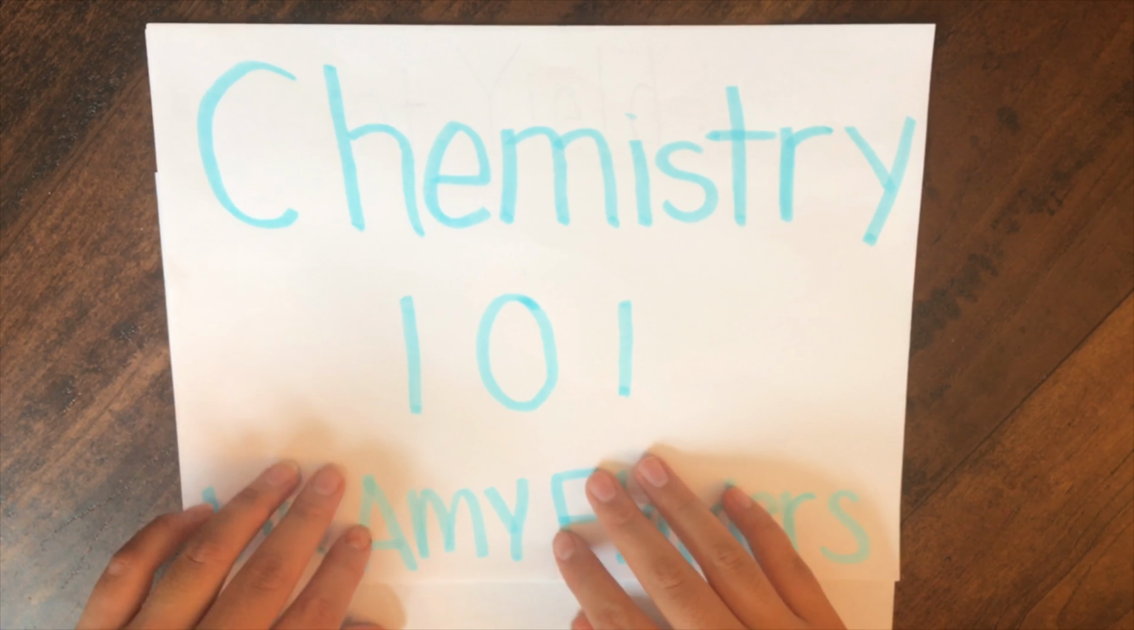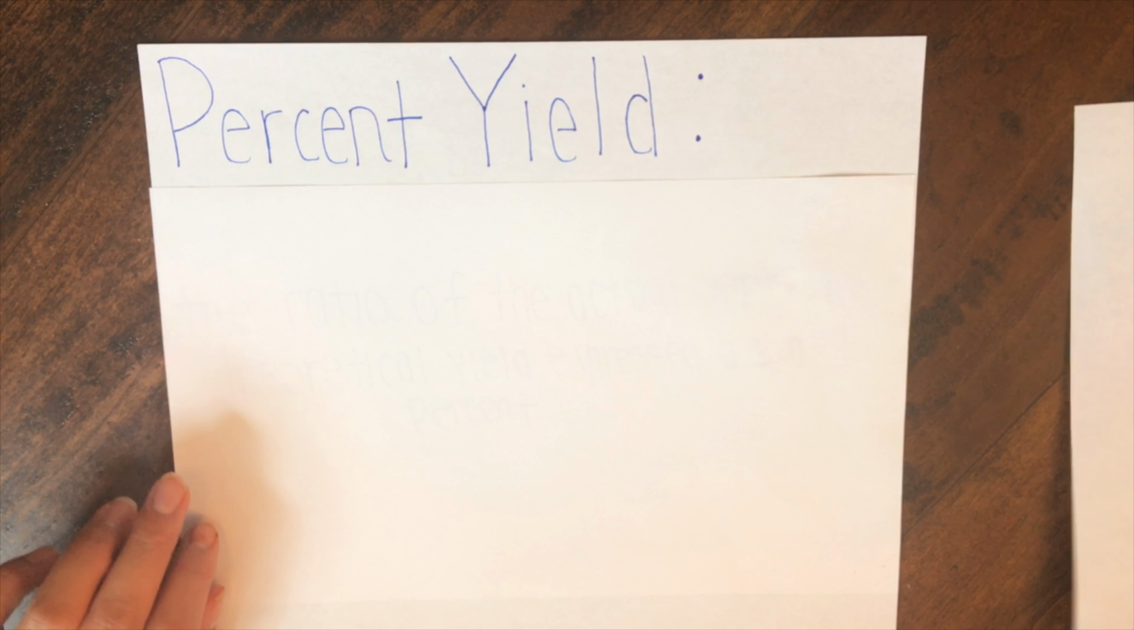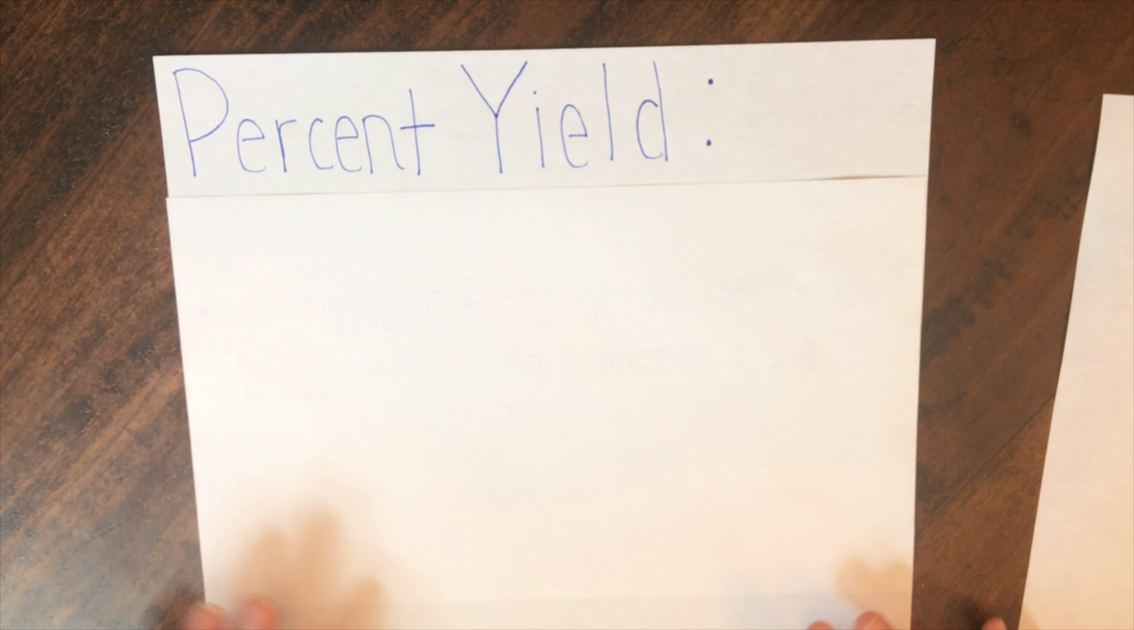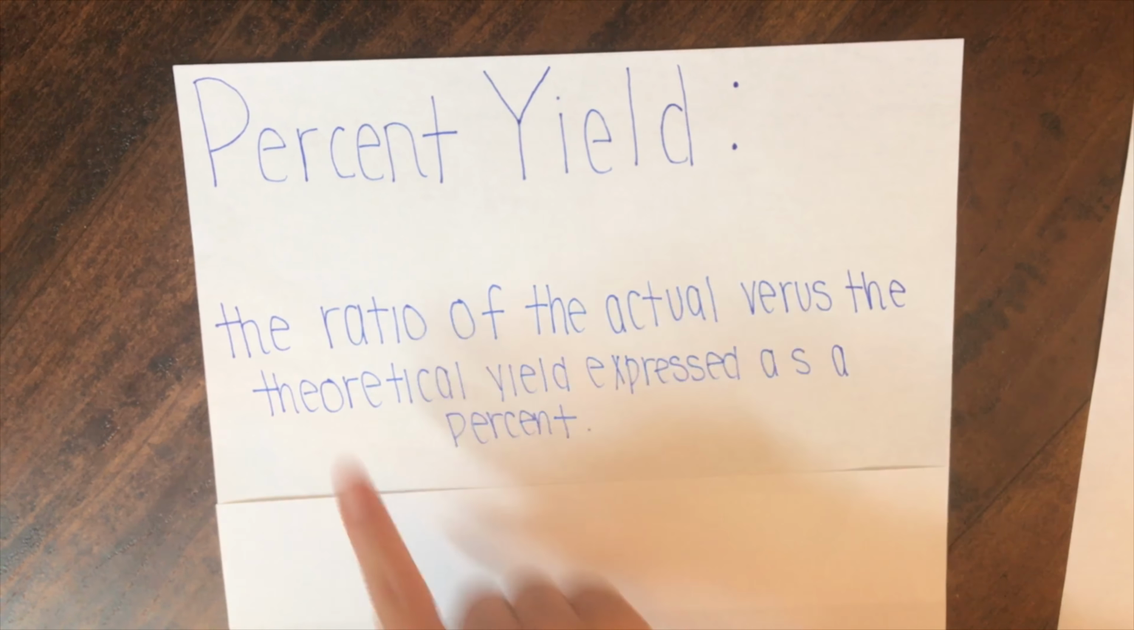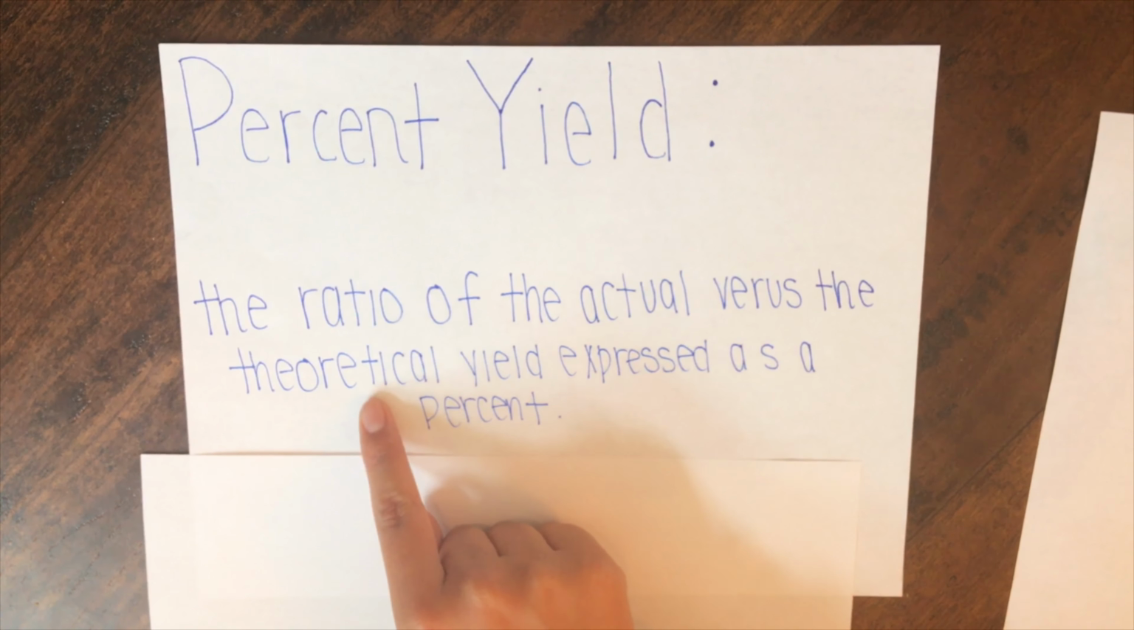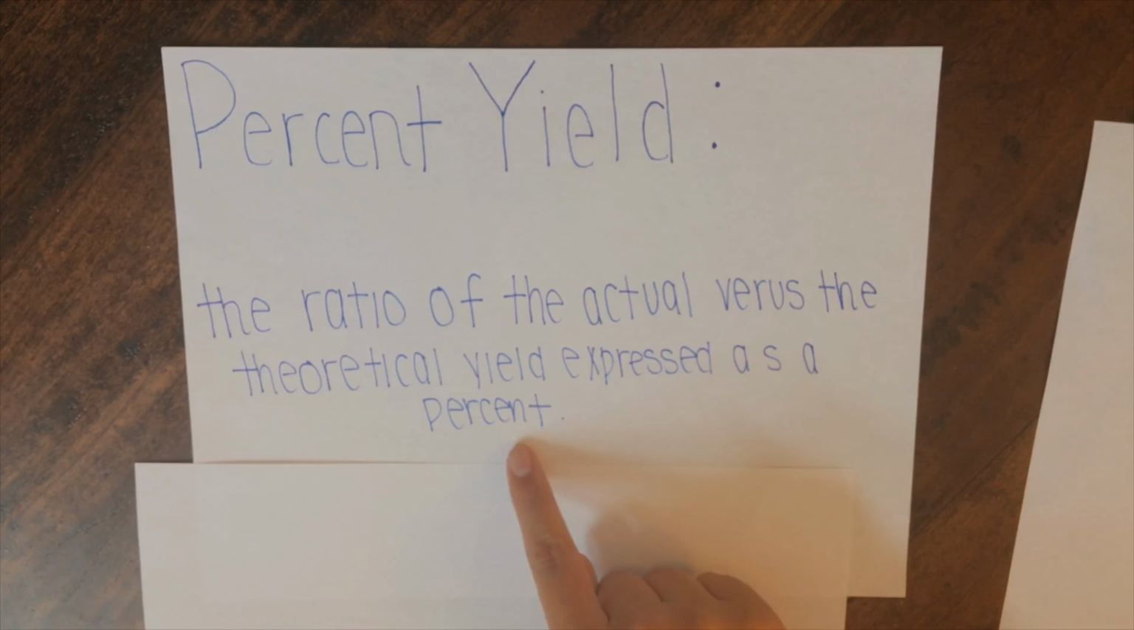Today we're going to be talking about percent yield. First of all, what is the definition of percent yield? The definition of percent yield is the ratio of the actual versus the theoretical yield expressed as a percent.